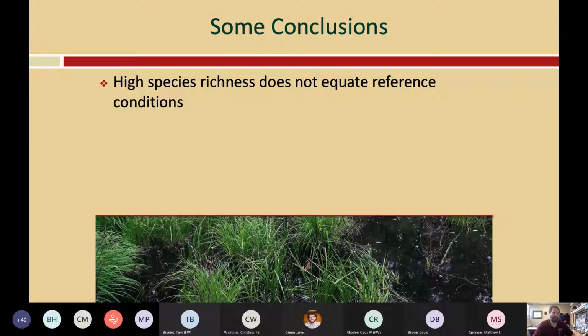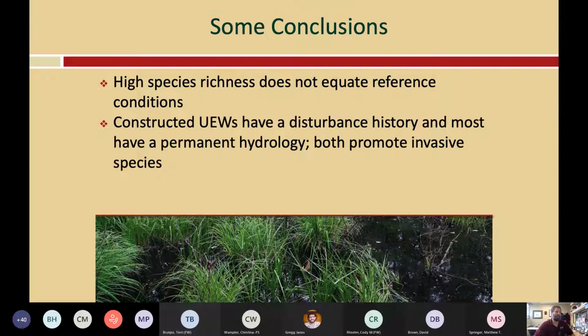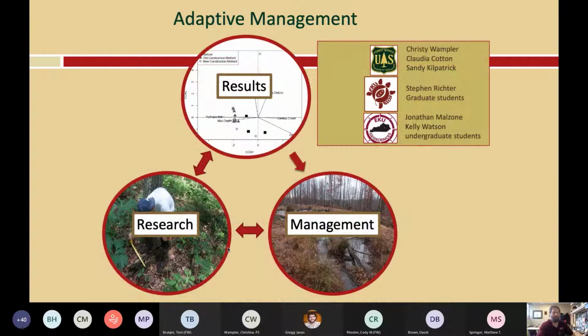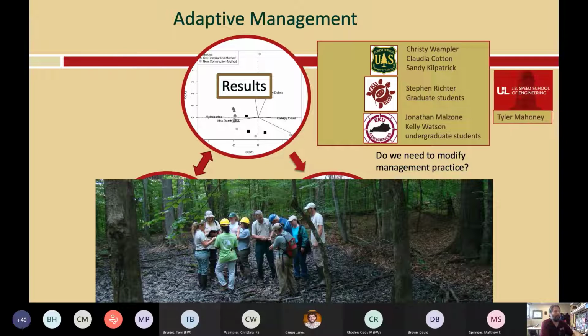High species richness does not equate to reference conditions. That's an important point. These constructed upland embedded wetlands have a disturbance history, and most have a permanent hydrology that promote invasive species. So we started looking at hydrology and got Claudia Cotton involved, soil geologist, asking if modify the management needs to be done, and Jonathan Malzone has been involved from the geosciences, geohydrologist. He recently left EKU, but Tyler Mahoney, just hired at U of L, is getting involved.